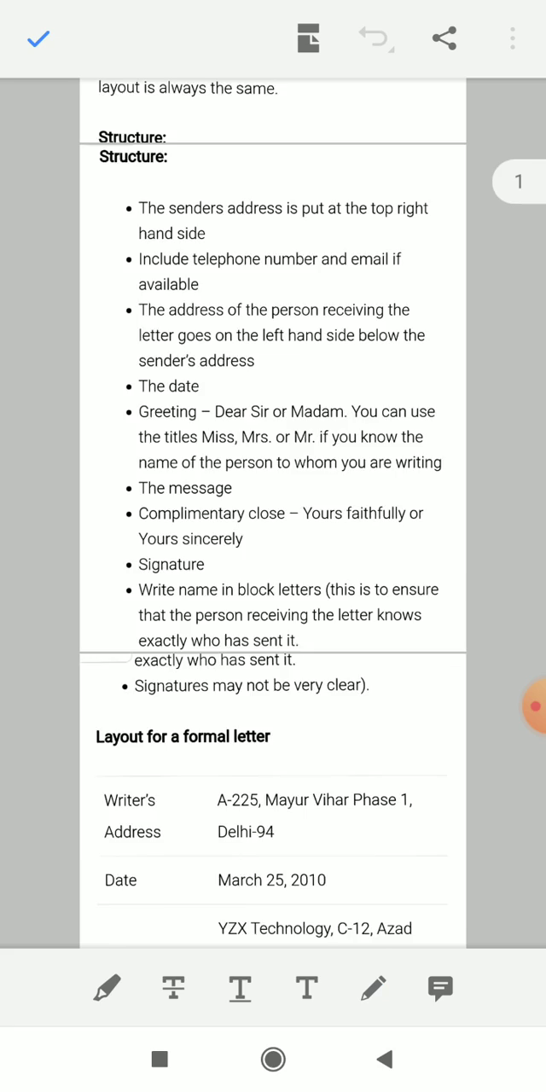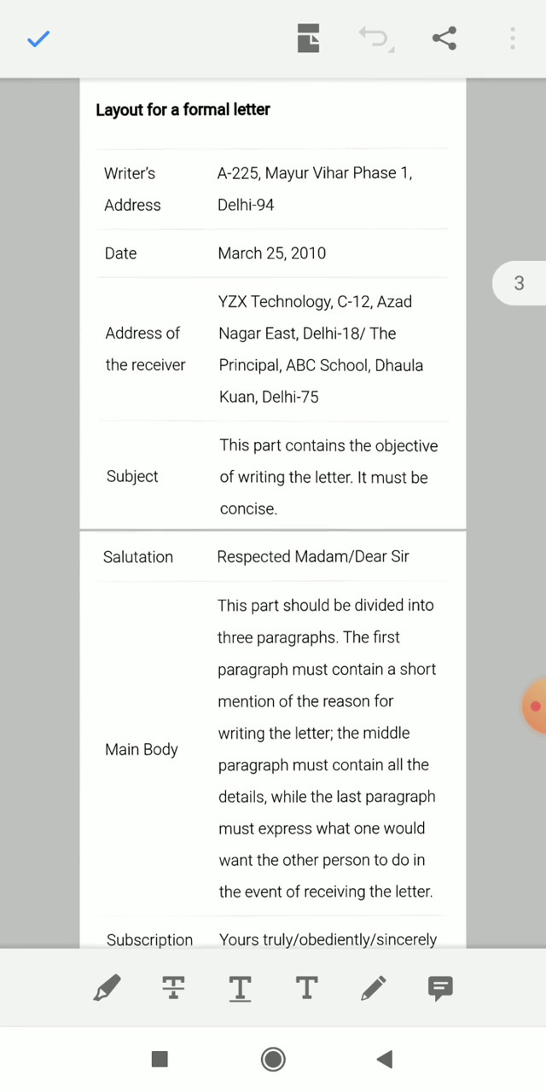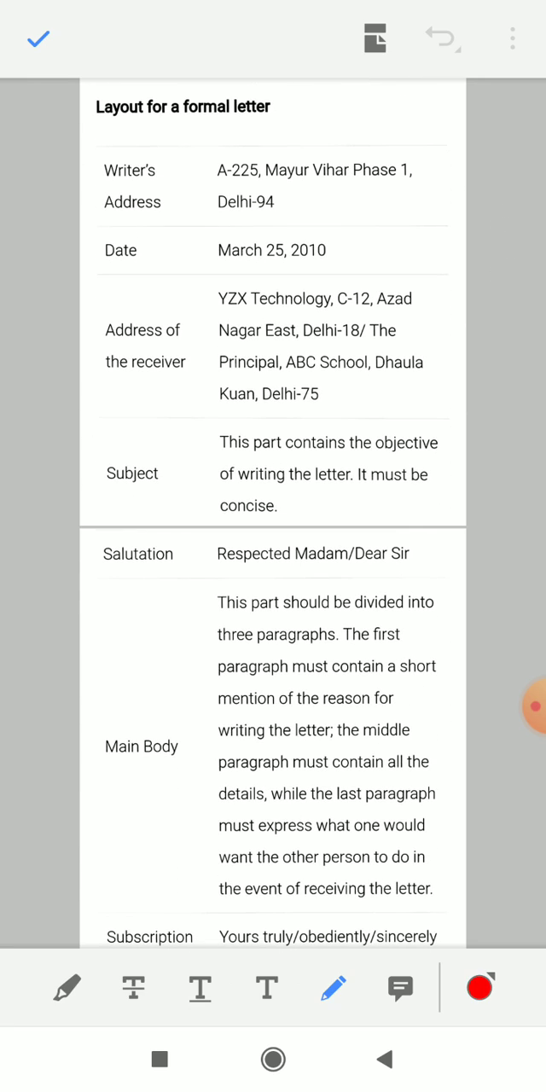Now see the layout. The writer's address is given here, for example A 225 Mayur Vihar Phase 1, Delhi 94. This is the address of the person who is going to write the letter. Then the date, then the address of the receiver to whom the letter is being written, for example YZX Technology, C12 Azad Nagar, East Delhi. Then the subject, why you are writing the letter.